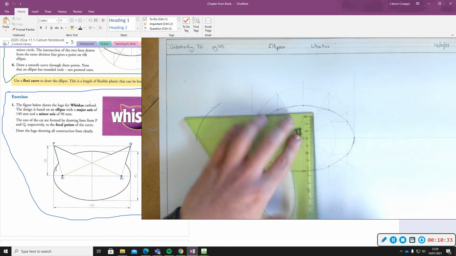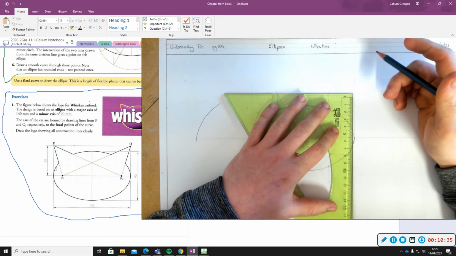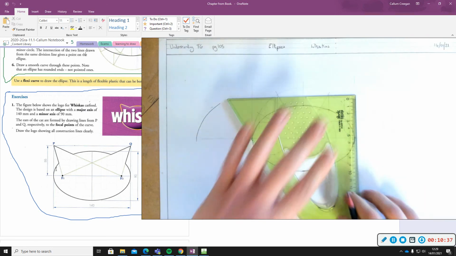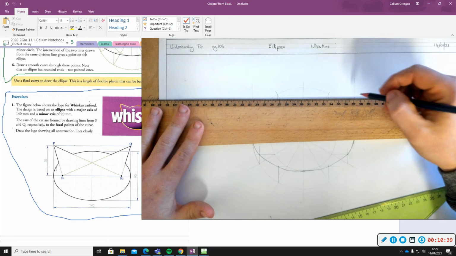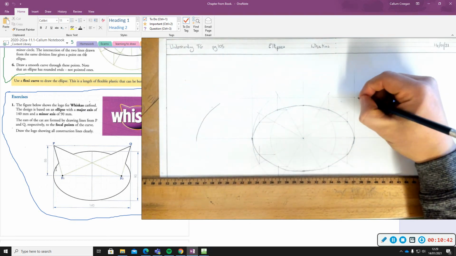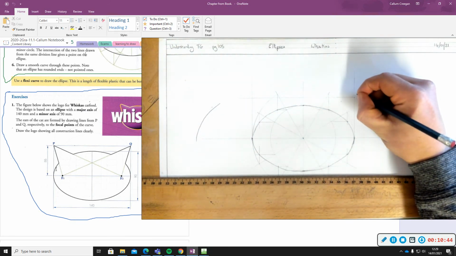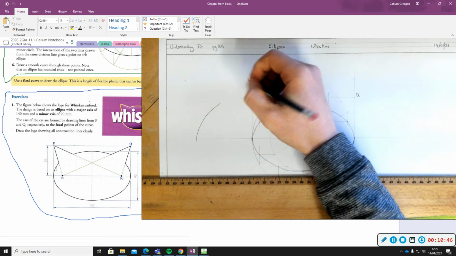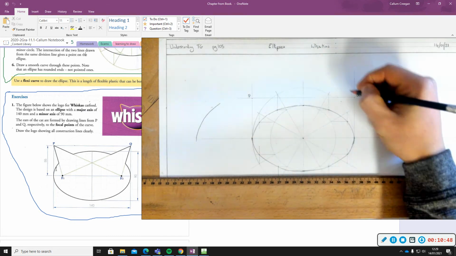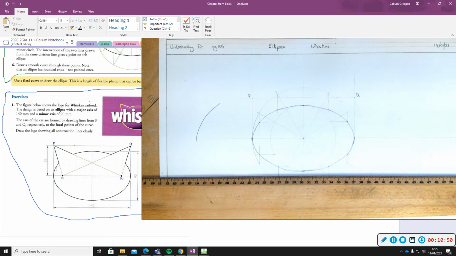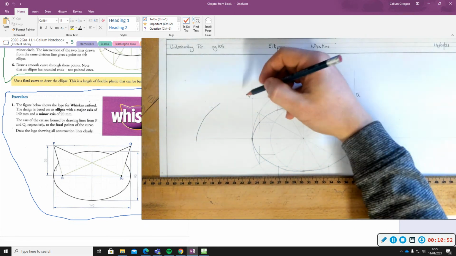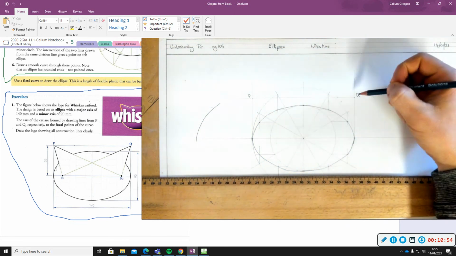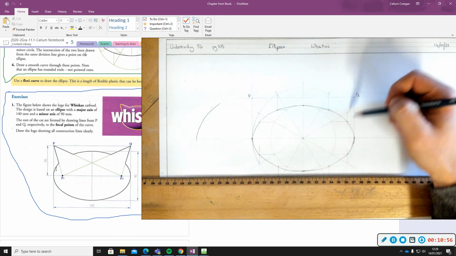And 55 millimeters up. Done. So that is point Q and P. Just like that. So now I need to link these points Q and P up to my focal points.